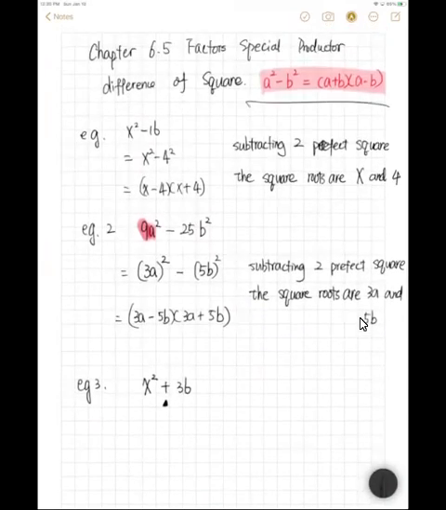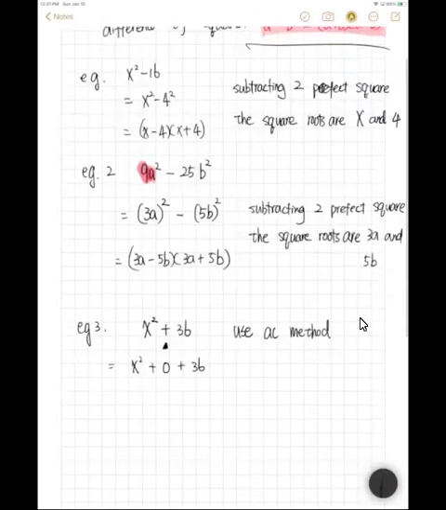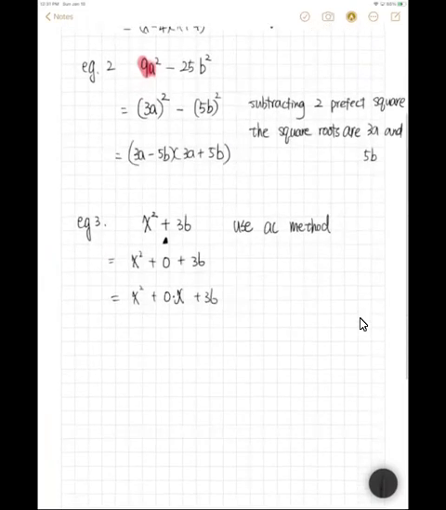However, we learned the AC method, right? So maybe we can try to use the AC method to solve this equation. Which is x squared plus, AC method requires 3 terms. So maybe we can add a term as 0 to 36. If we add 0, that means you didn't change anything about the equation, but we can manipulate 0 a little bit as 0 times x. Okay, so now we can use our AC method.